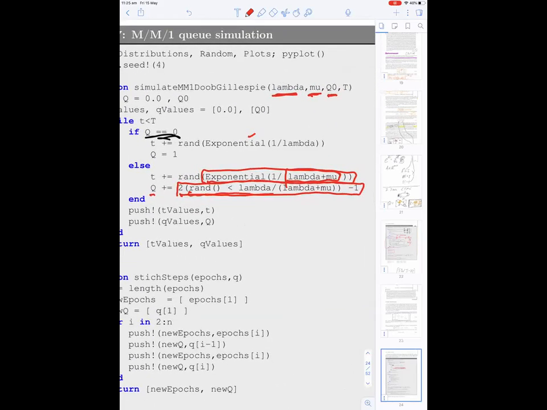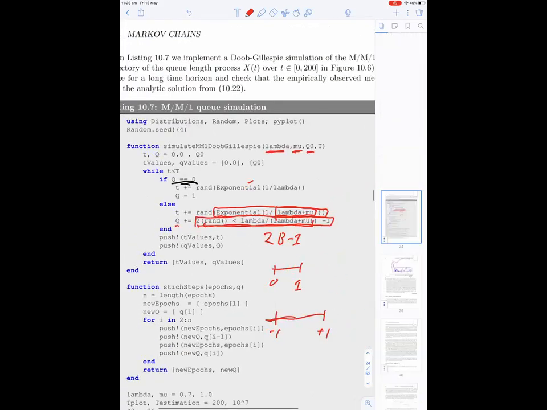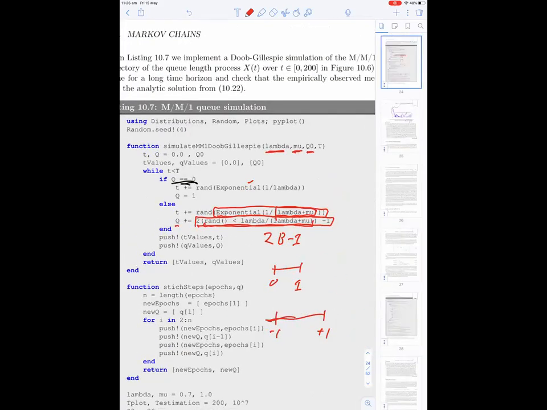So you're getting here a Bernoulli random variable with probability of success being lambda over lambda plus mu. And this thing of taking 2 times Bernoulli minus 1 takes a Bernoulli that lives on 0, 1 and puts it on negative 1, 1. We've seen that trick before. Okay. And that is it. So this is Doob-Gillespie for the MM1Q.